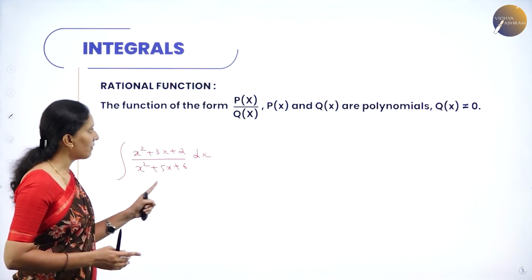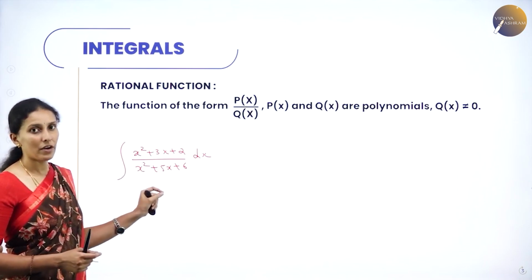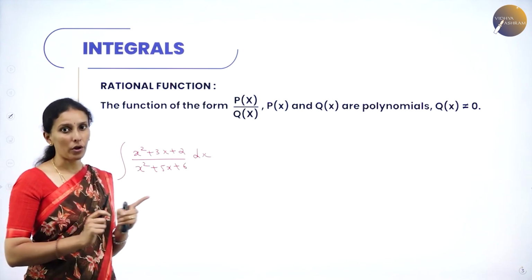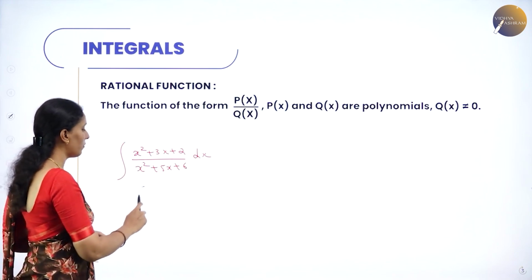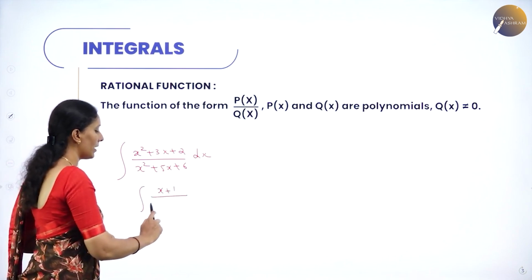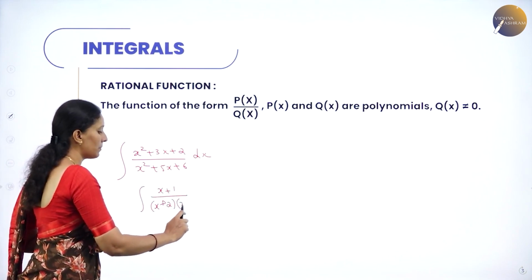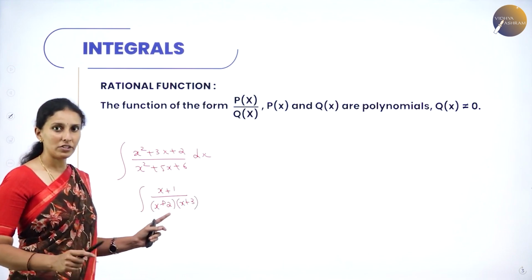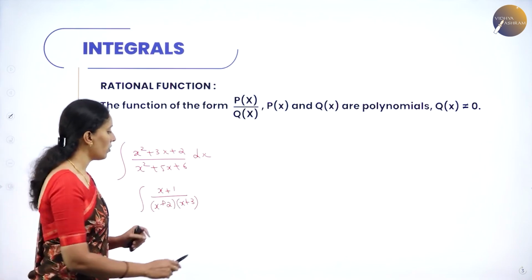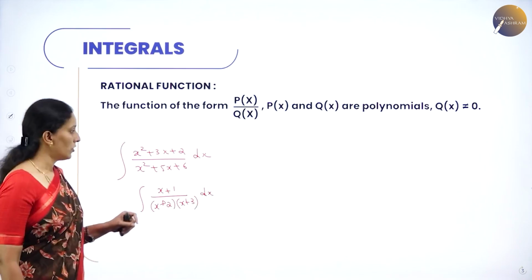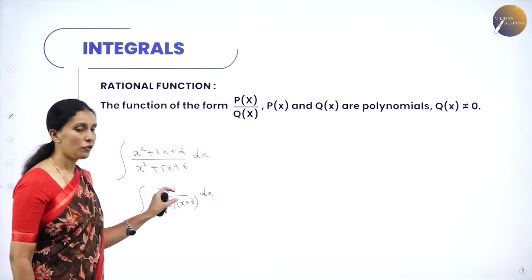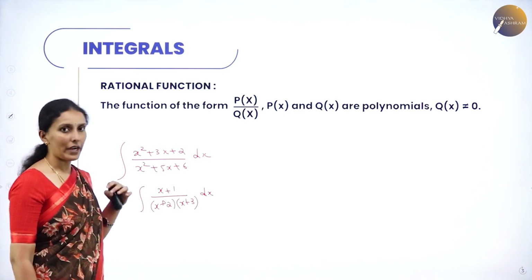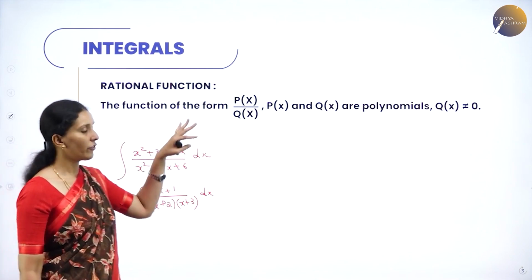So a rational function is nothing but any function of the form p of x by q of x, where both numerator and denominator are polynomials. Now I can give a few more examples. For example, x plus 1 divided by x plus 2, x plus 3. So the numerator is a linear factor, the denominator is a multiple of linear factors which is a quadratic. So here also whenever you are going to solve this, the polynomial is converted into linear factors and the linear factors are then separated and then we will find the integral. So these are a few examples of rational functions.